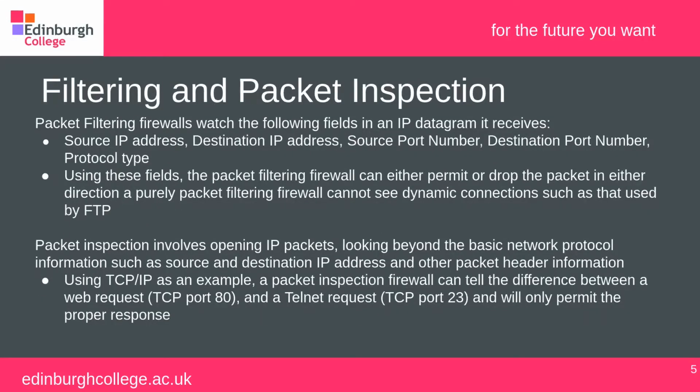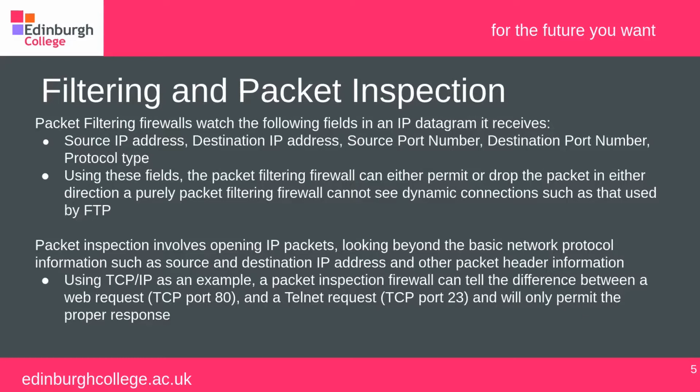Now, filtering and packet inspection. Packet filtering firewalls watch the following fields in a datagram: the source IP, the destination IP, the source port number, the destination port number, and the protocol type. Using those fields, a packet filtering firewall can either permit or drop the packet in either direction. Packet inspection involves opening up the packets and looking inside them.